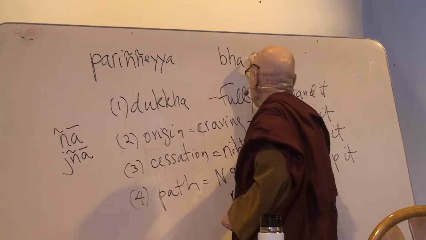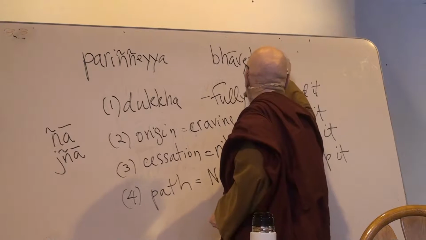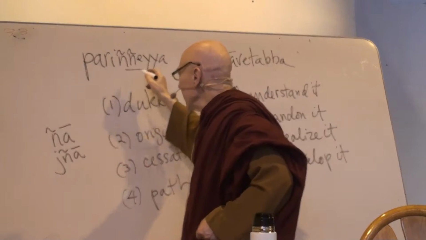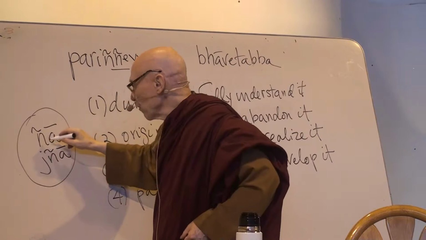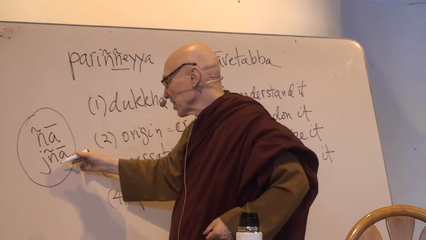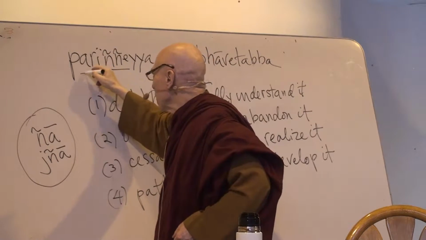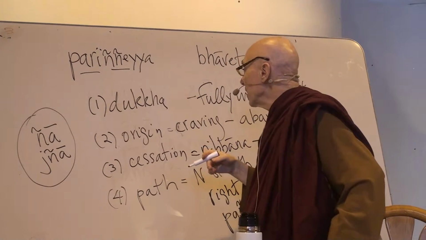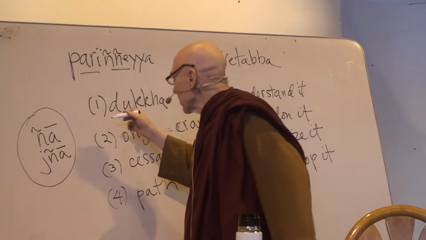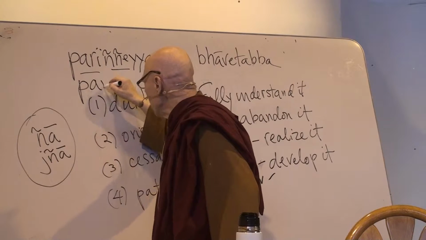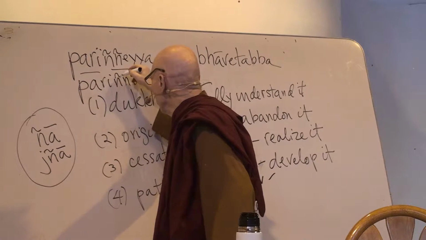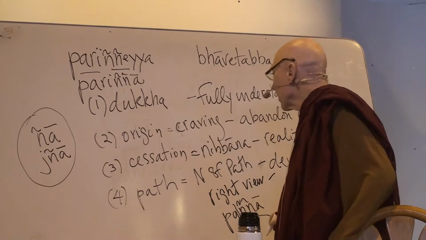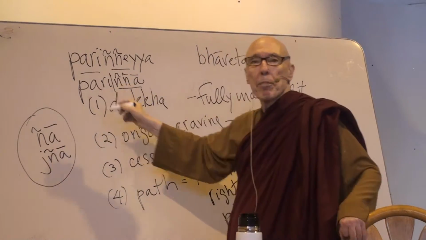And developed is bhavettabba. Okay, the word pariññaya, fully understood, again, is based on the verbal root ñā, with Sanskrit jñā, except that it has the prefix pari, which gives a sense of fullness. In fact, full understanding, you can see this more clearly, is pariññā, just as paññā is the same base, just a different prefix.